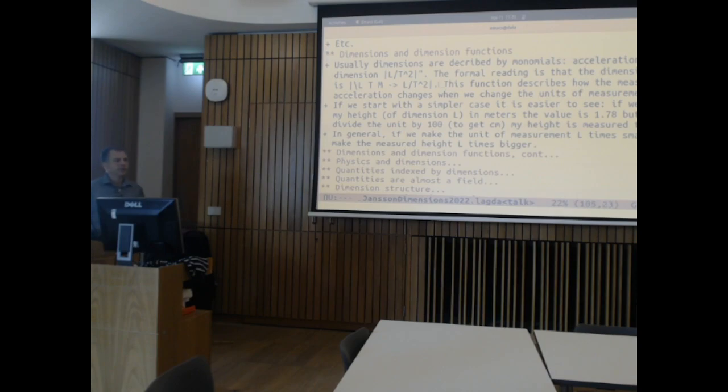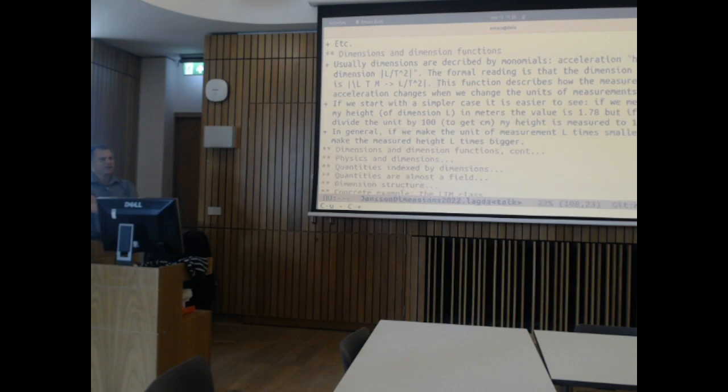And what do they mean there? Well, it describes how the measured value changes if you change the basic units of measurement. So if we divide our length scale by 10, then the acceleration value that we get will be 10 times bigger. And this is easier if you start with a simpler case of just dimension length. So if my length here is 1.78 meters.